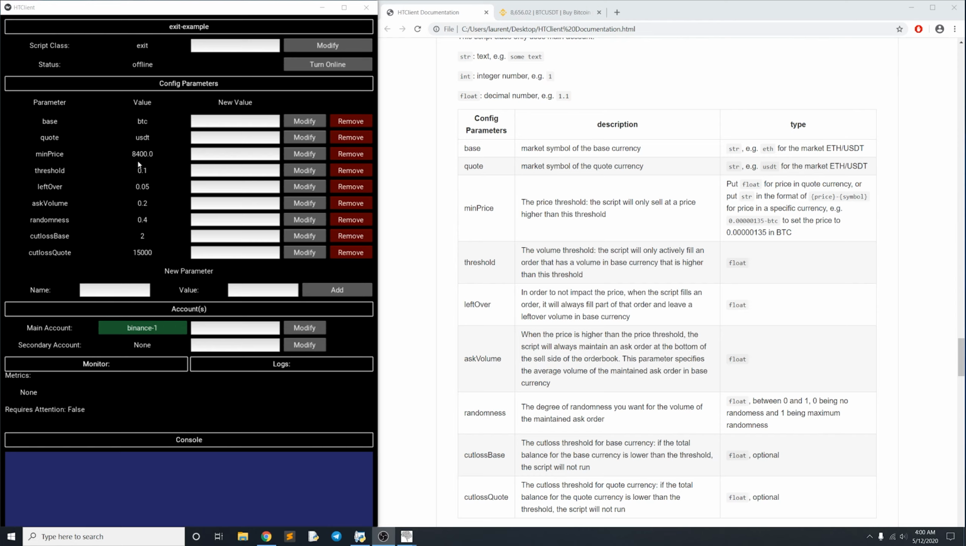Threshold is exactly the same as for the enter strategy. So here I'm willing to fill an order on the buy side if it's greater than 0.1 Bitcoin. Leftover is what I will leave after I fill an order on the buy side. Ask volume is the volume of the ask order that I'm going to maintain at all times on ask 1, and randomness is going to control this volume for the ask 1 order that will be placed.